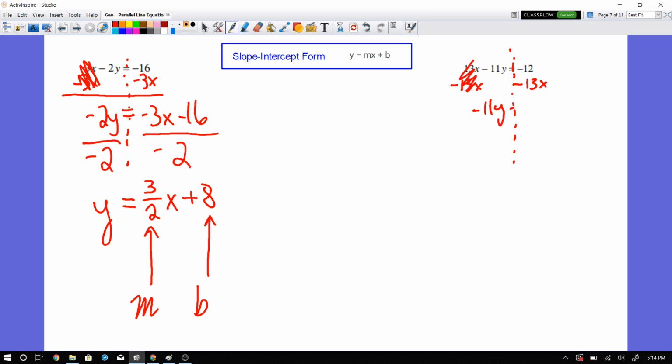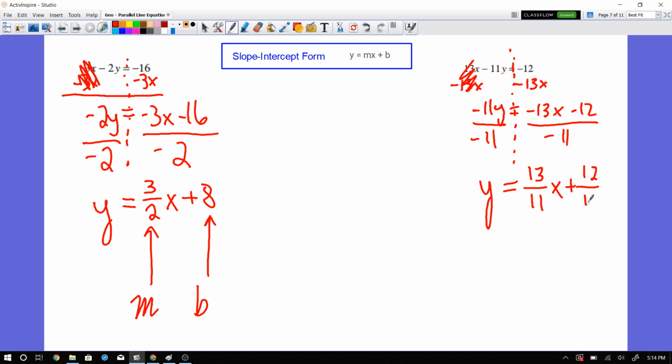Minus 11y equals negative 13x minus 12. You're sitting there going like, okay, there's negative 11y's. I don't even know what that means. Well, it just means you're dividing by negative 11 on both sides. These look wonky because you're getting into some wonky math. Negative 13 divided by negative 11 is going to be 13 because they're both negative over positive 11. Negative 12 divided by negative 11, that's going to be plus 12 over 11.